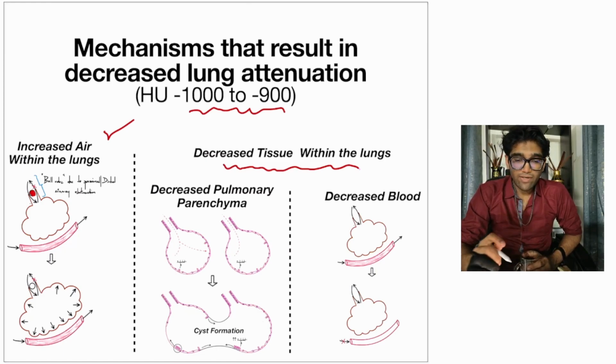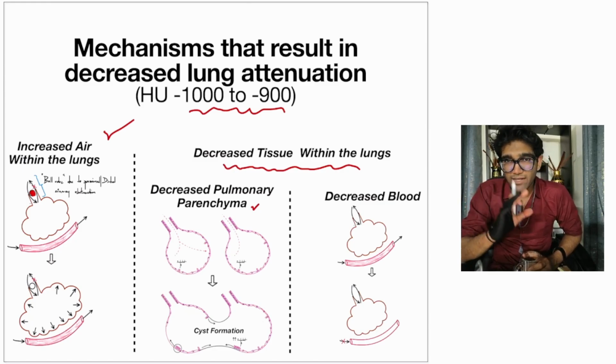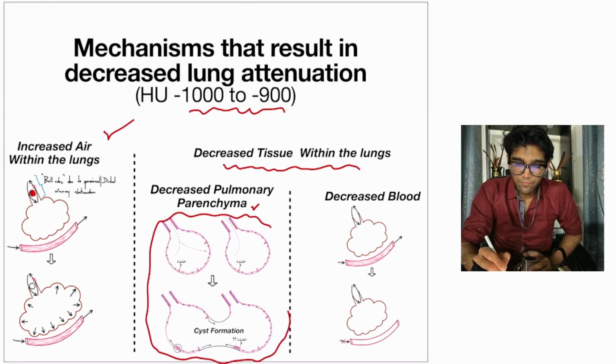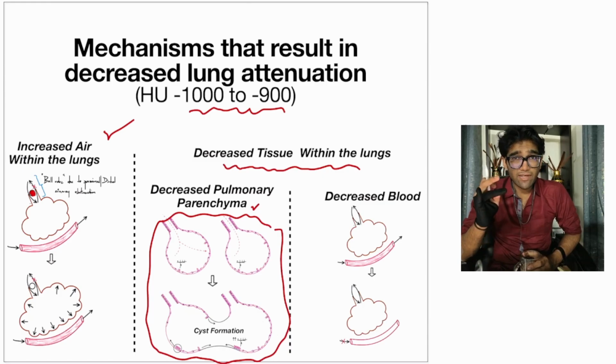So either you have a decrease in the pulmonary parenchyma. This is due to some structural abnormalities in the pulmonary parenchyma, resulting in the formation of either a cavity or the proximal airway dilating, or as I have shown in this example, the formation of a cyst. So cyst formation, cavitation, or a bronchiectasis.